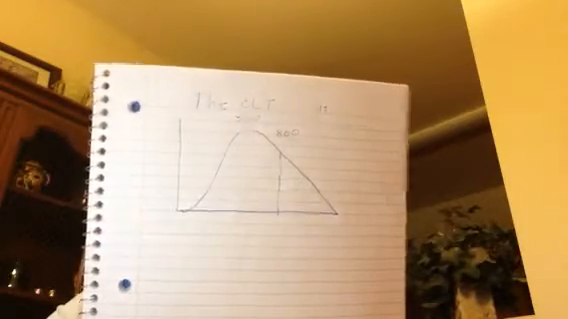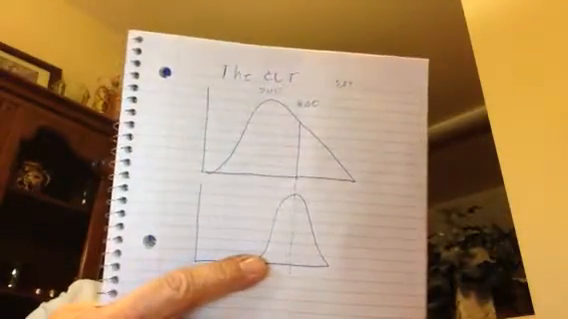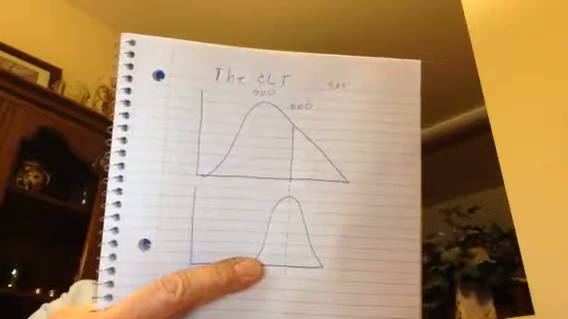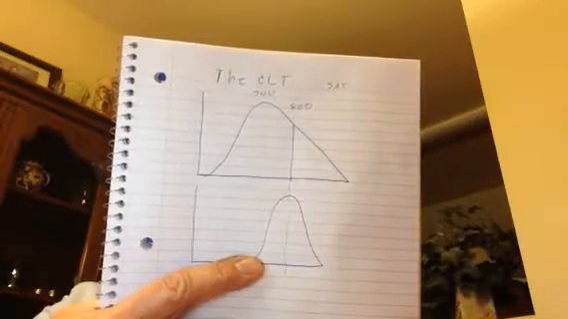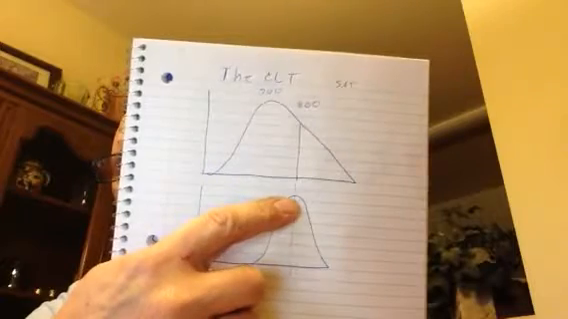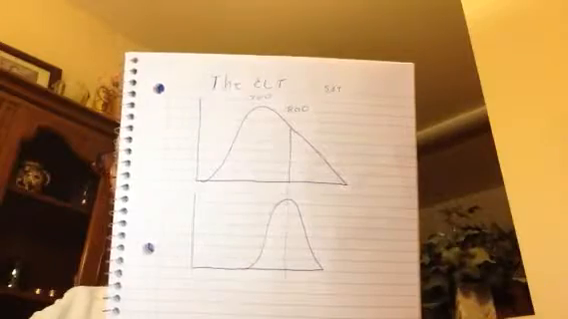Now, the first thing to know about the CLT is this. I'm going to draw a sampling distribution below it. And the sampling distribution is what you did in the activity. This represents the means of all possible samples of any size. And the mean of all those means of all possible samples is always precisely equal to the population mean.